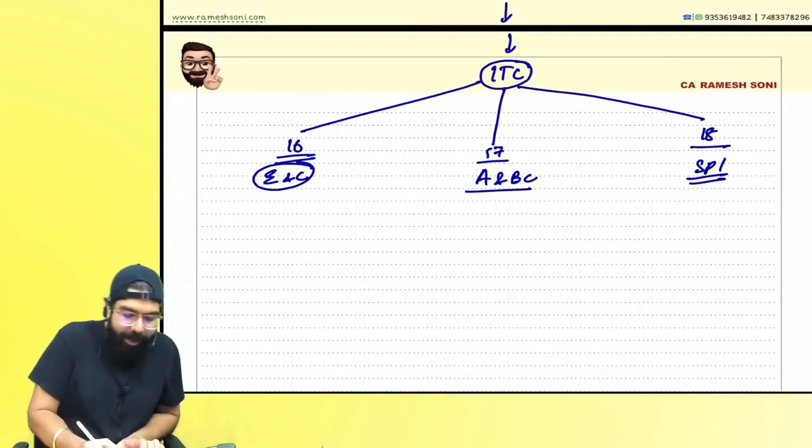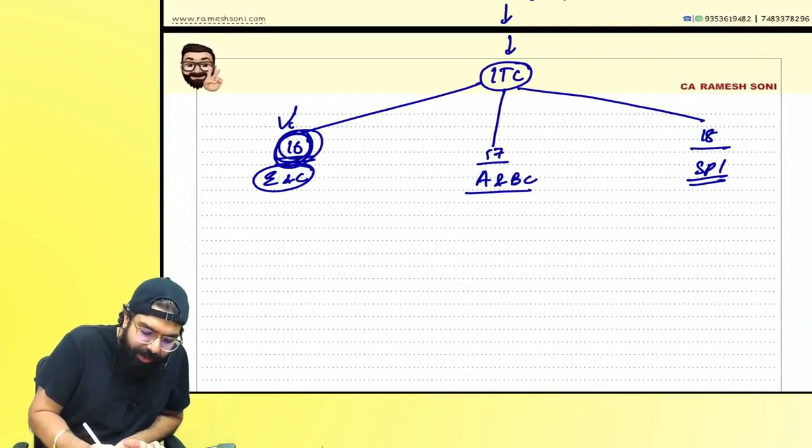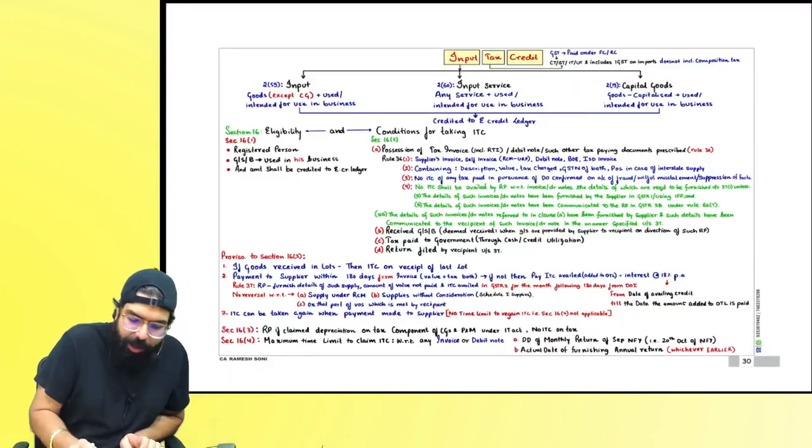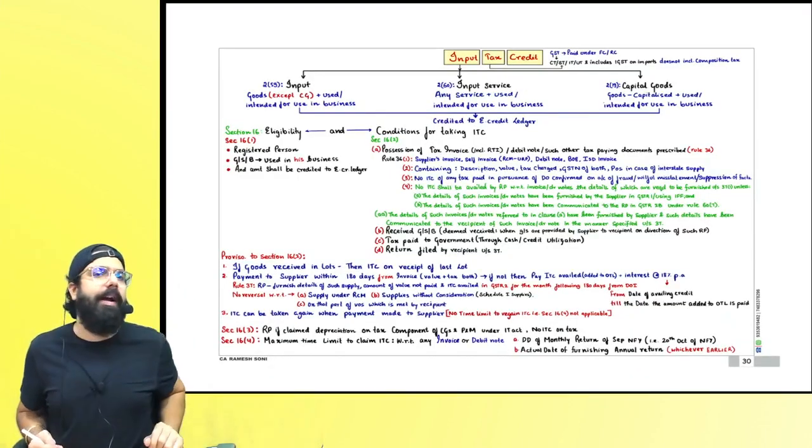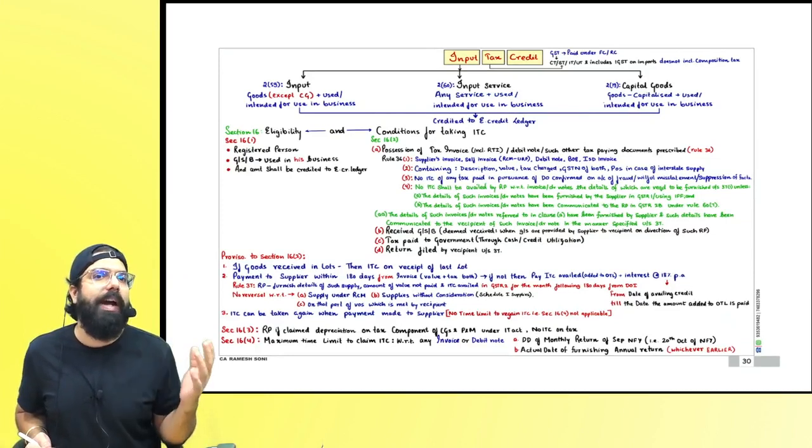Today we are going to revise section number 16. Very important for your exam. It also has a small amendment. Let's go ahead and get it started. First of all, what do you mean by input tax credit?